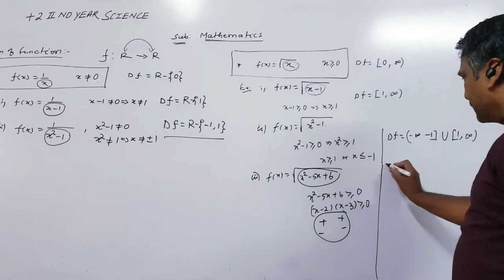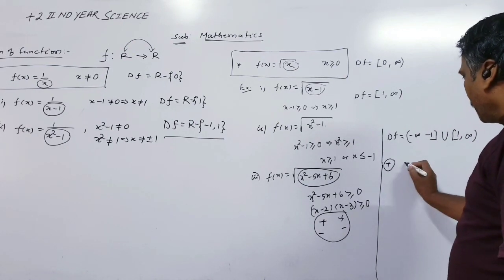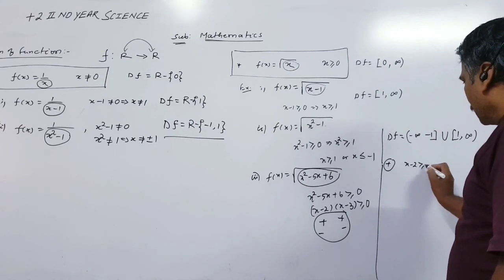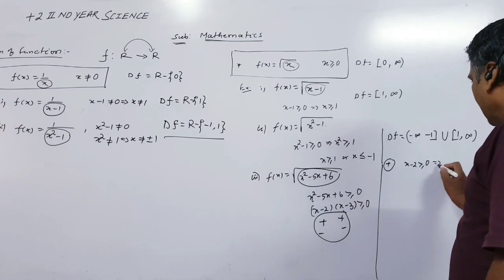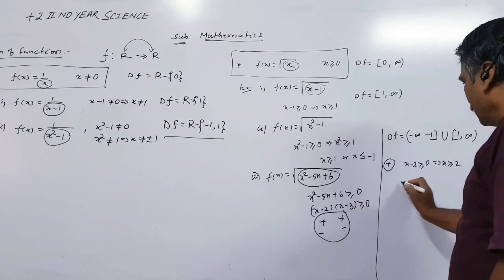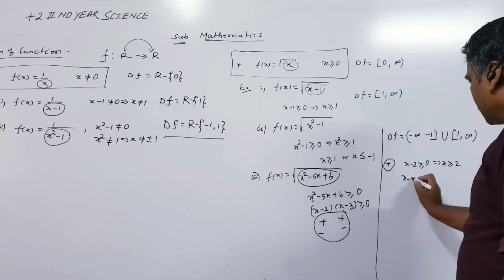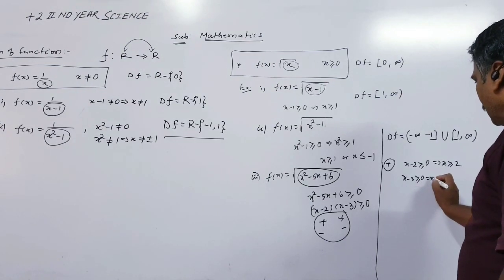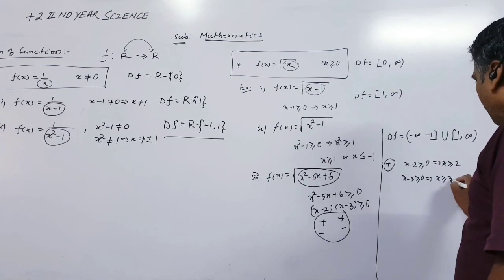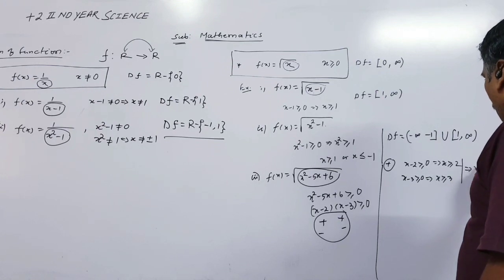Let us say both are positive. First case, both are positive. So x − 2 ≥ 0, that means x ≥ 2. Second one, x − 3 ≥ 0, so x ≥ 3. If you combine these two, we have x ≥ 3.